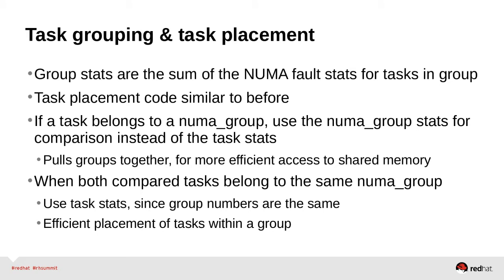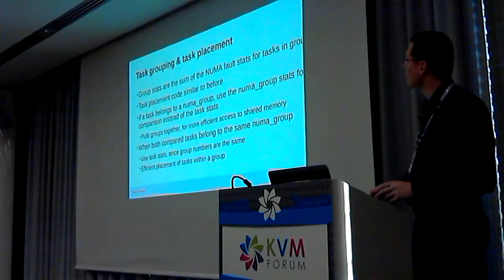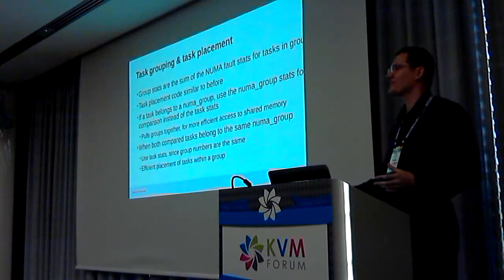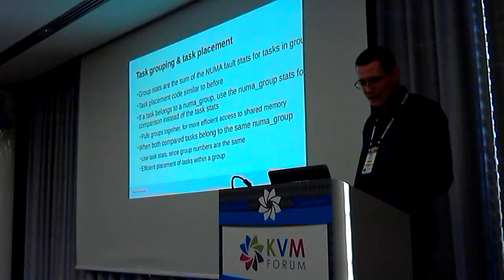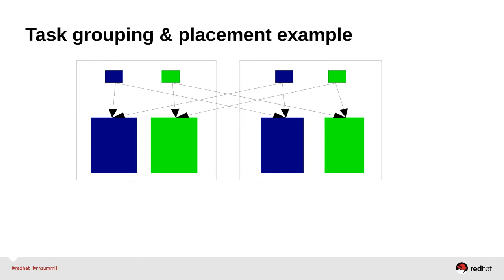The group statistics look exactly like the task statistics. The statistics of a NUMA group is simply the sum of the statistics of all the tasks that are part of the group. And when we are comparing two tasks from different groups, we look at the group statistics. If we are comparing two tasks from the same group, we look at the task statistics.